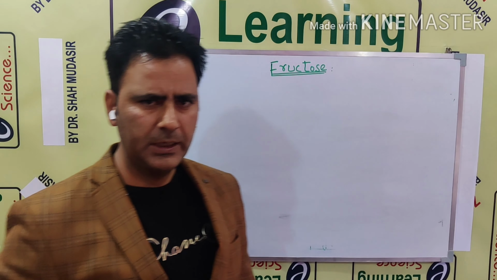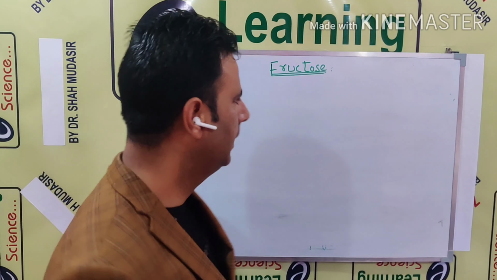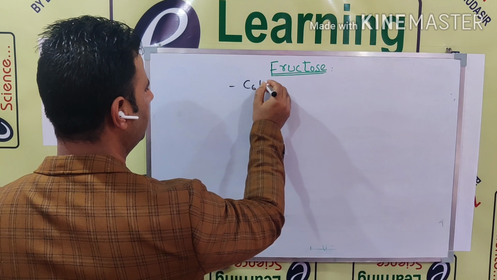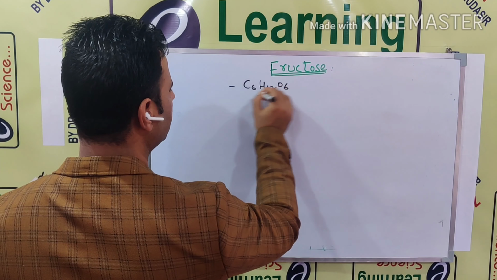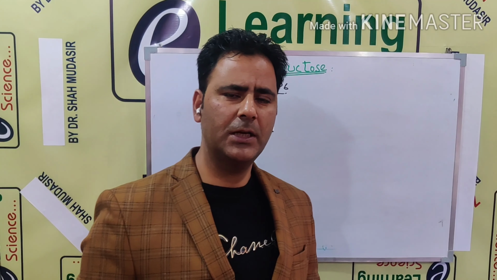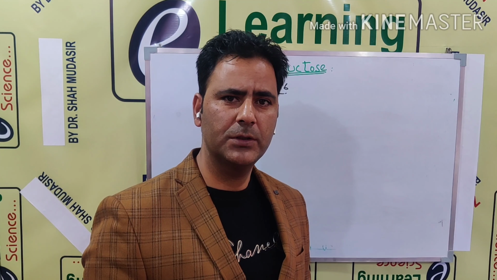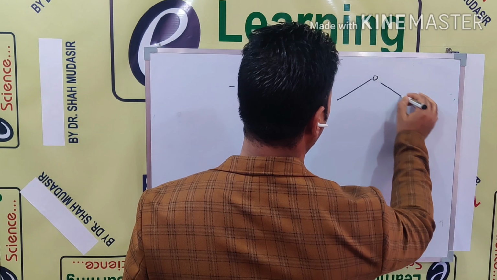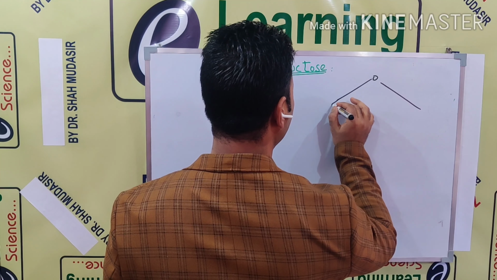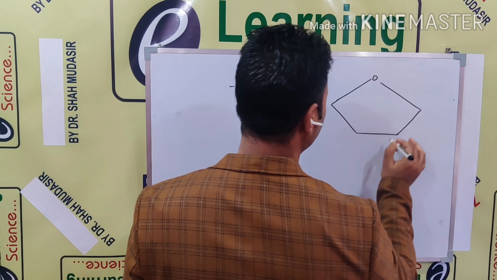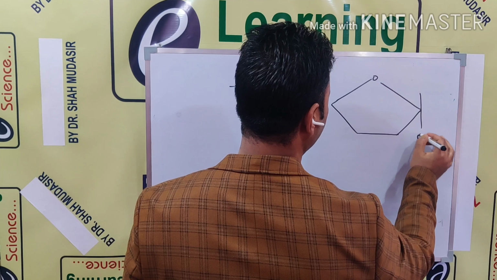Then we have one more monosaccharide which we call fructose, and fructose is a monosaccharide having the formula C6H12O6. But it is not stable in pyranosic form. The stable structure of fructose is the furanosic form, where we have a ring in which there are 4 carbon atoms and 1 oxygen, right? Here I can put it in this way.